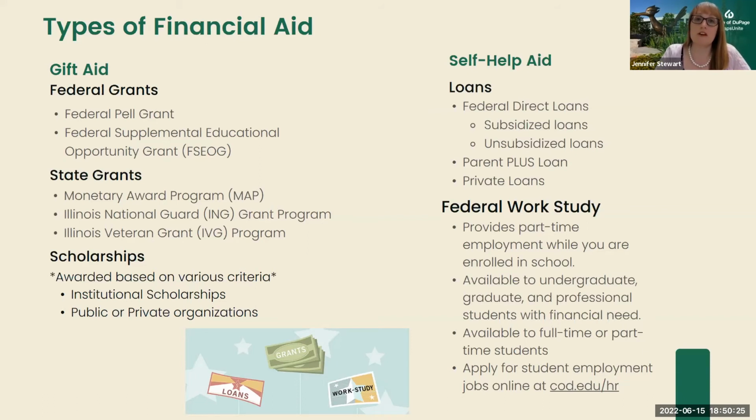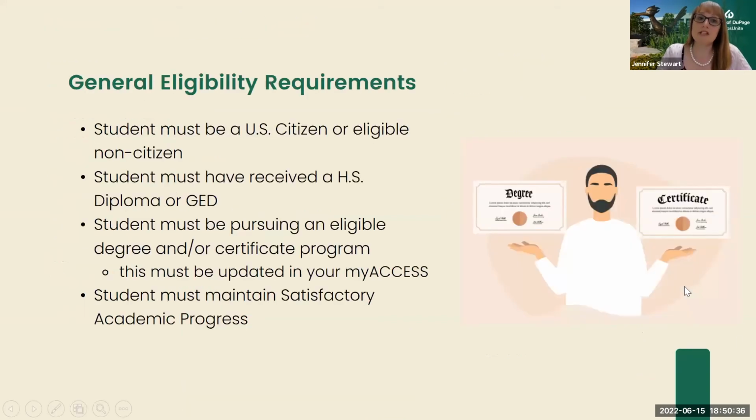But I want to just make sure everybody knows that any student can apply to work on campus as student employment. And at the end of the presentation, I'll show you how to look up those jobs. Now, I did mention to file the FAFSA, you do have to be a US citizen or an eligible non-citizen. You also have to have a high school diploma or a GED. And you also have to be pursuing an eligible degree or certificate program. So as Elizabeth mentioned at the beginning, indicating what your program of study is, we need to see that you're pursuing something here at College of DuPage.